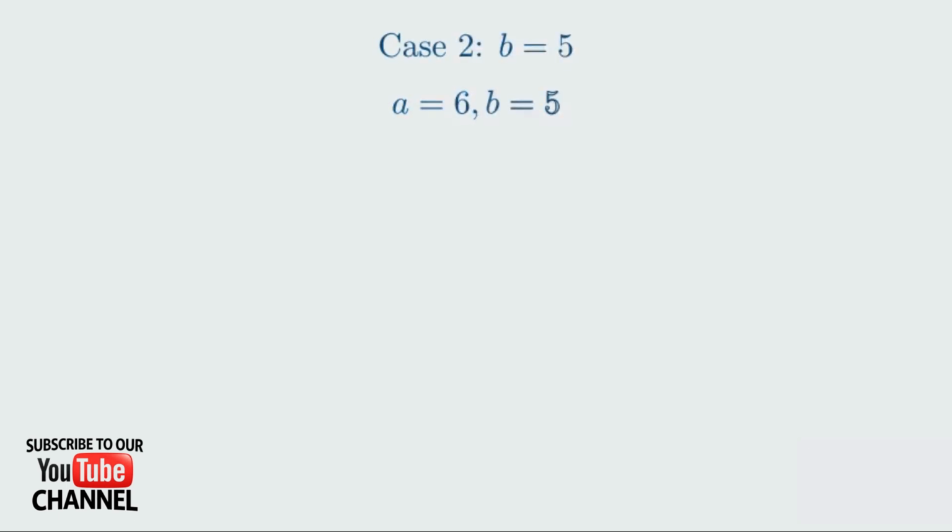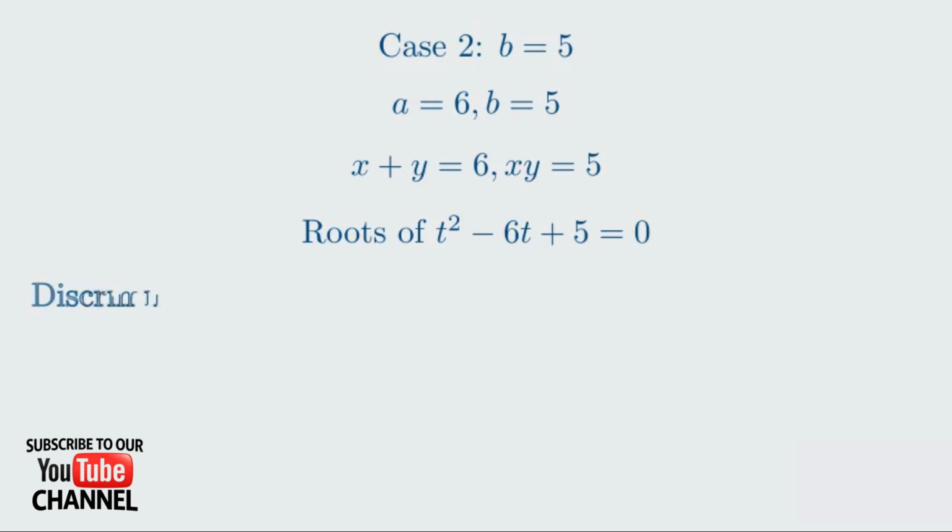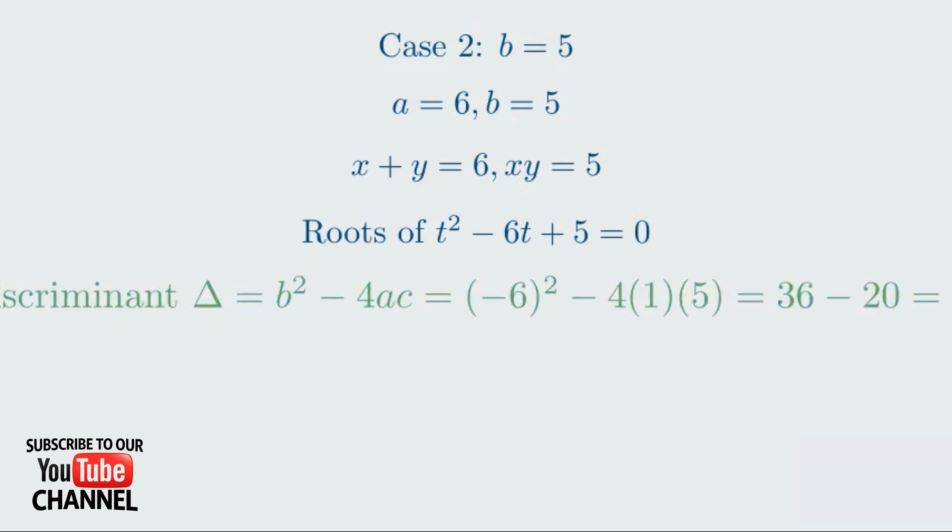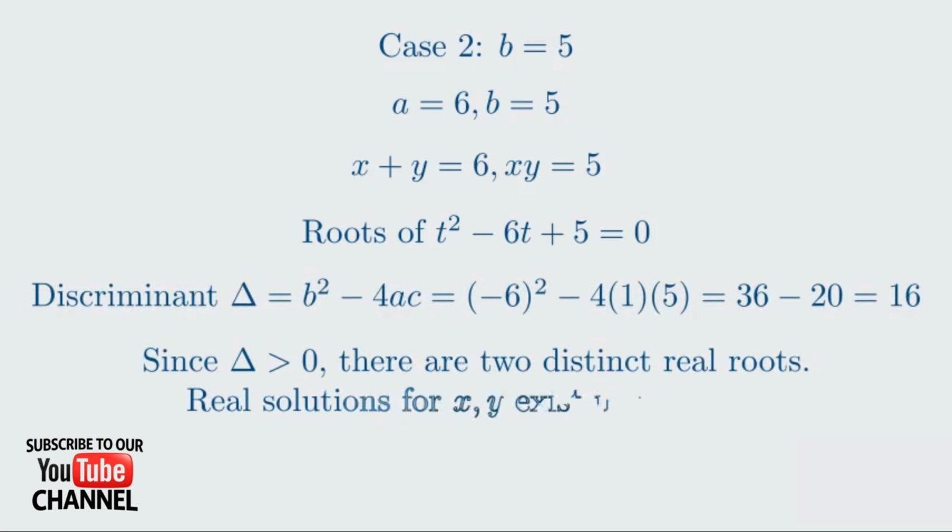Now let's examine the second case, where b equals 5. Here, a equals 6 and b equals 5. This means x plus y equals 6 and xy equals 5. This tells us x and y are the roots of the quadratic equation t squared minus 6t plus 5 equals 0. The discriminant for this equation is 36 minus 4 times 5, which is 16. Since this is positive, there are two distinct real roots. This means we will find real solutions for x and y in this case.